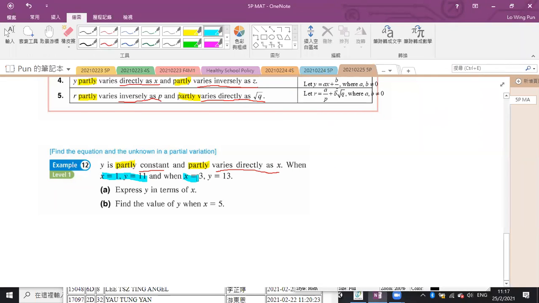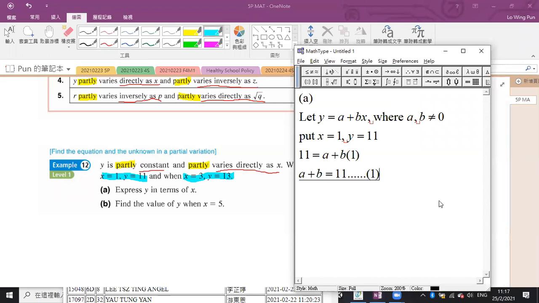How to get the second equation? Of course, from the second pair of numbers. When x is equal to 3, y is equal to 13. So we do this again. Put x equals 3, y equals 13 into our equation. So 13 is equal to a plus b times 3. And then just write the a and b on the left hand side. So a plus 3b is equal to 13. And then label this to be equation 2.